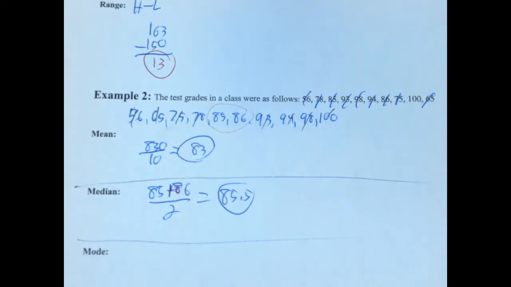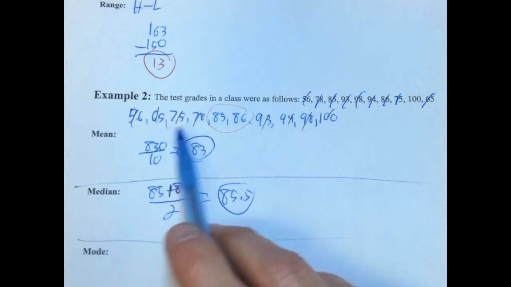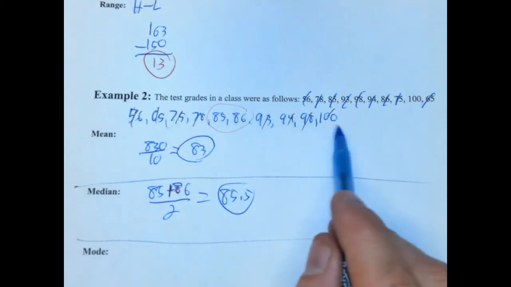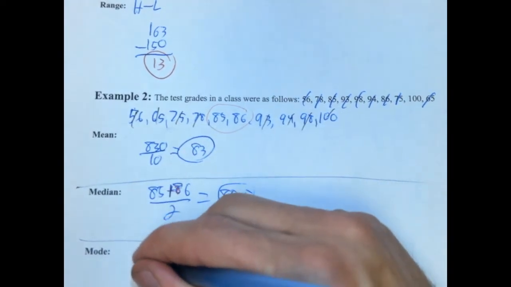Okay, the mode, what number happens the most here? I don't think there is one, because I don't think there's a single number that happens more than once. Nope. So no mode.